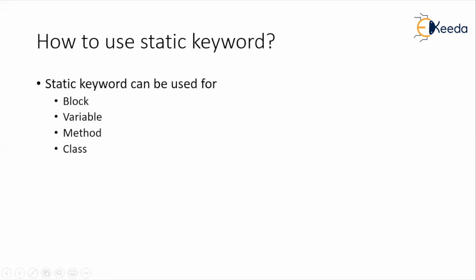Next, we will see how we can make use of the static keyword. The static keyword can be used for a block, a variable, a method or a class. We will be looking at the usage of the static keyword through the code implementation itself.